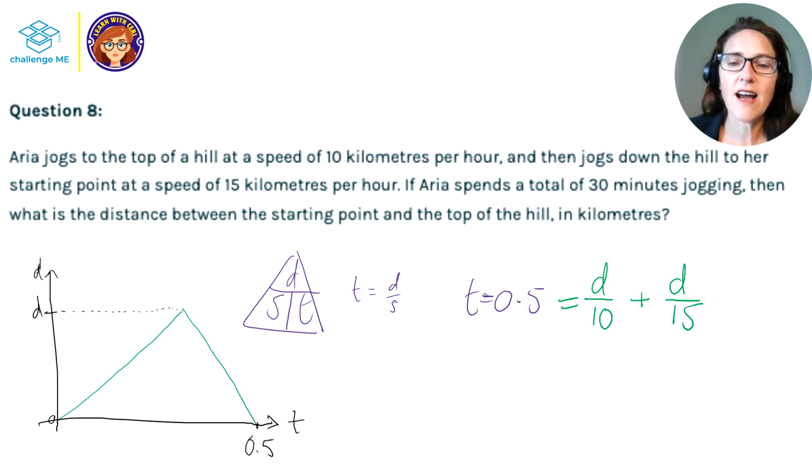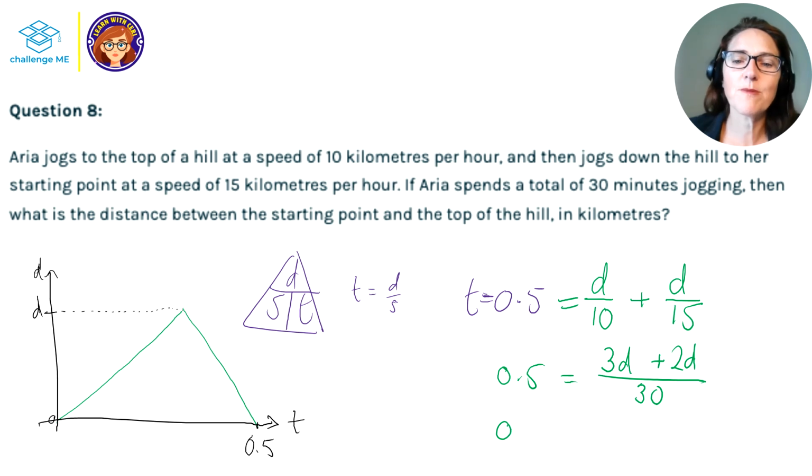Now, if we add our fractions, we've got 0.5 is equal to, let's use 30 as our common denominator, multiply the first fraction by 3 and the second one by 2. So now we've got 0.5. Let's multiply that by 30 and get 15 there. 15 and 3d plus 2d is 5d. So our final answer, divide both sides by 5, we get d equals 3. So 3 kilometers is the distance to the top of the hill.